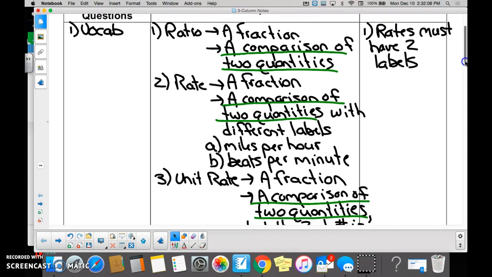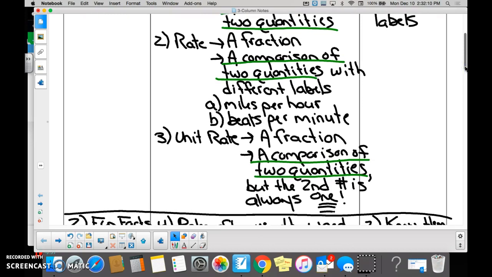A rate, though, is a comparison of two quantities with what, Dominic? So a rate is a comparison of two quantities, what? With different labels, right? Such as miles per hour, such as beats per minute. A unit rate is a comparison of two quantities, but what? What's the big but here? Wilbert? The second number is always 1.